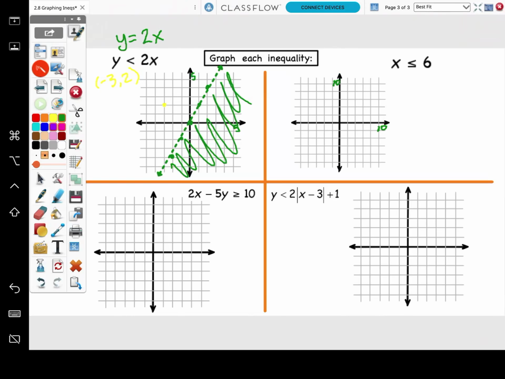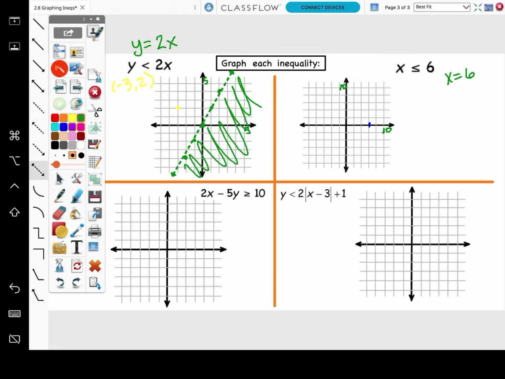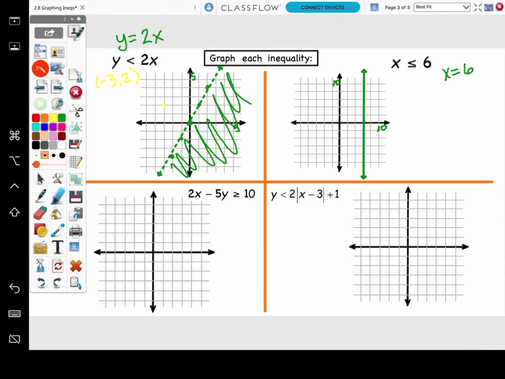Okay, I might actually do my scale by 2s this time. So I'm going to label that. And then x equals 6 is the graph I'm going to sketch. So x equals 6 is a vertical line and crosses the x-axis at 6. So I'm going to go grab my line drawing tool, solid line because it can equal that, and I get that line right there.